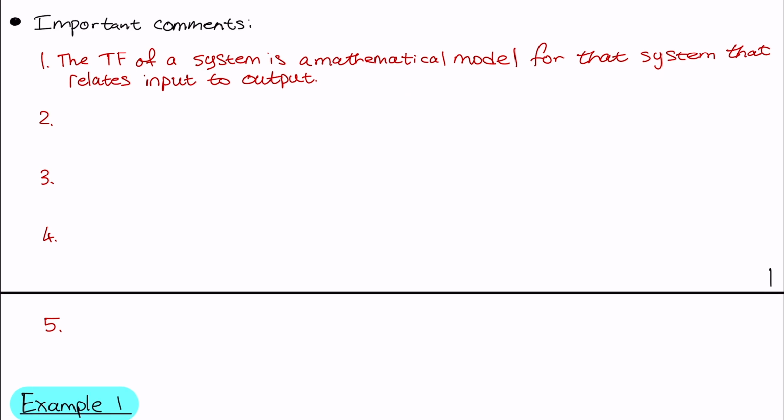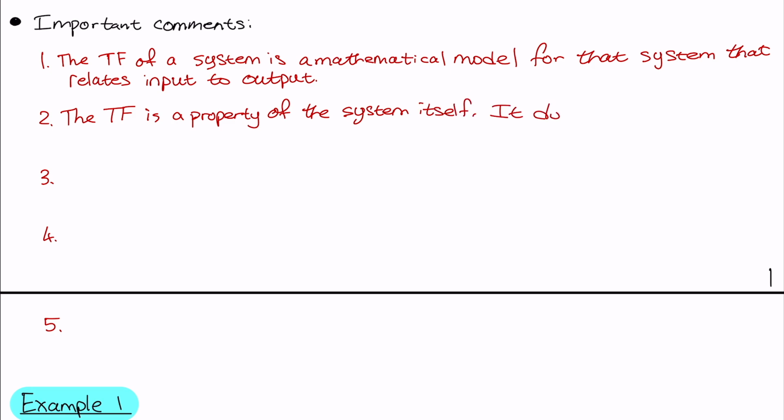So second is that the transfer function is a property of the system itself. It does not depend on the magnitude or the nature of the input. And that means that the transfer function itself captures the dynamics of the system. It is the dynamics of the system. So we'll say then that the transfer function is a property of the system itself, and it does not depend on the magnitude and nature of the input.